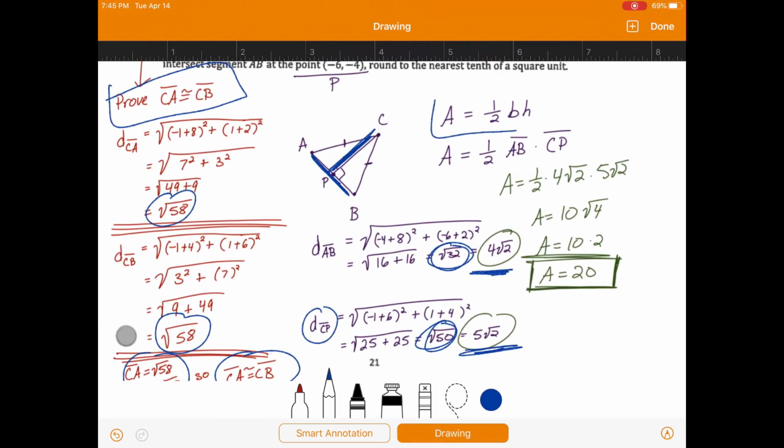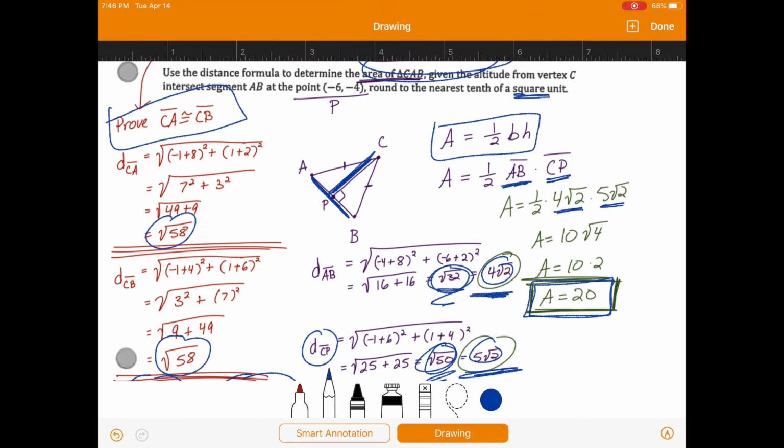So now you're going to plug into the formula. So area equals half of the base times the height. The base was AB and the height was CP. So we plug in that. And then when you multiply, if you put the whole thing in your calculator, whether you used my reduced numbers or you used the other numbers from here, you're still going to get the area to equal 20. Okay? And we don't have units here, but if it was like inches, it would be inches squared because it's area and we have square units.